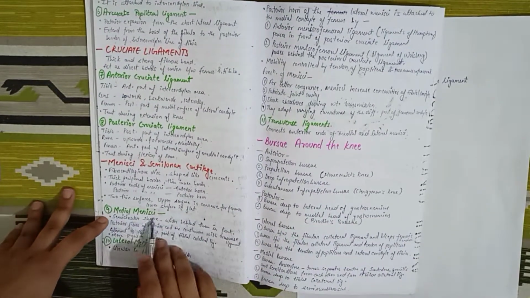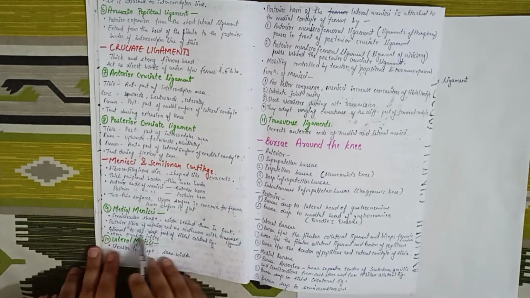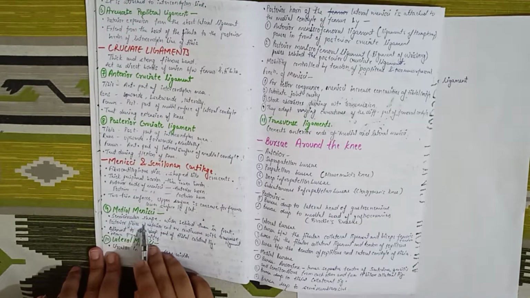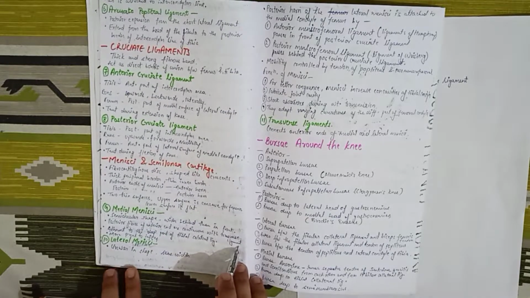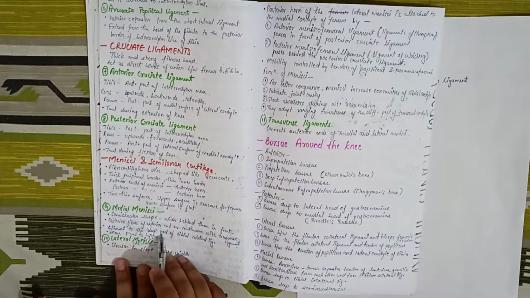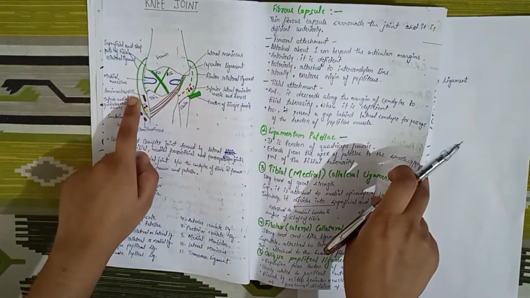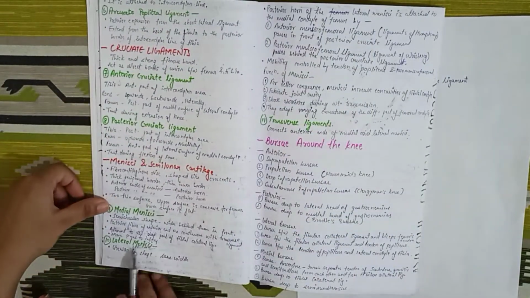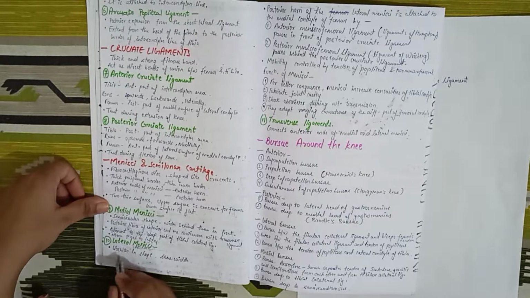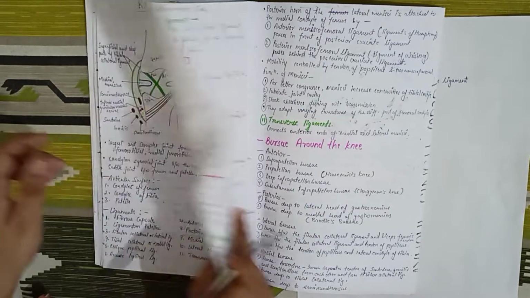The medial meniscus is semicircular in shape, and its anterior and posterior fibers are continuous with the transverse ligament, adherent to the deep part of the tibial collateral ligament. Here is the tibial collateral ligament and here is the medial meniscus. Then the lateral meniscus is circular in shape. It is the same along its width.